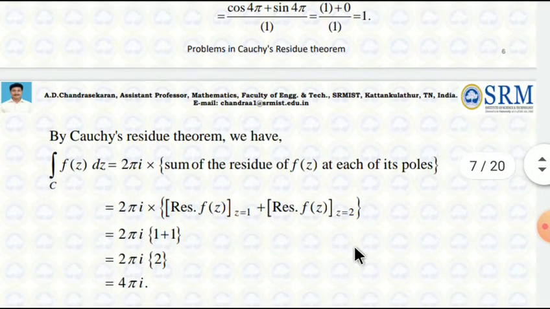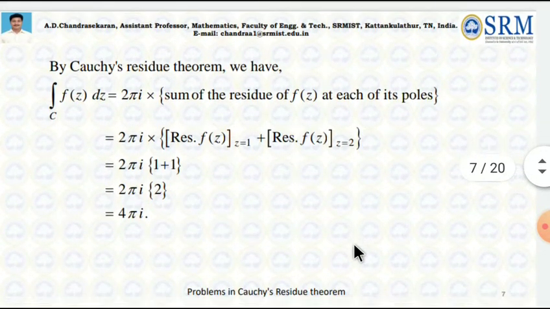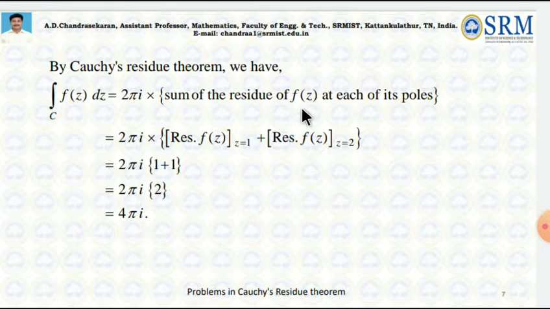Now let us apply Cauchy's residue theorem. By Cauchy's residue theorem, the integral over C of f(z) dz is equal to 2πi times the sum of the residues of f(z) at each of its poles. That means 2πi times the residue of f(z) at the pole z = 1 plus the residue of f(z) at the pole z = 2. Let us substitute the residue values, that is 1 + 1 = 2. 2 times 2πi is 4πi. You understand? This is the first one, a simple question.